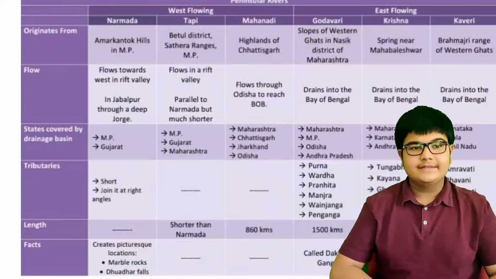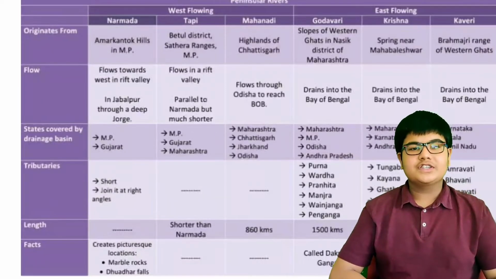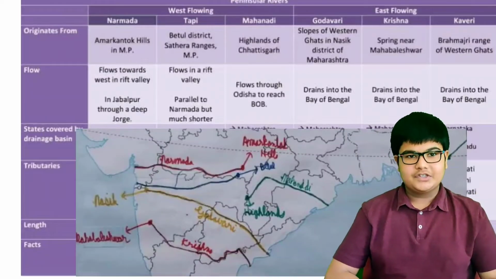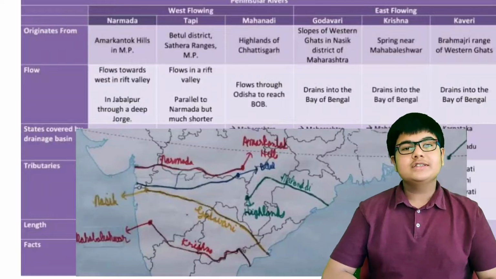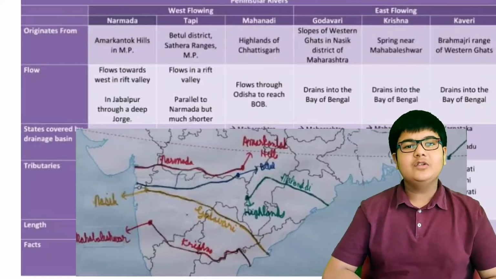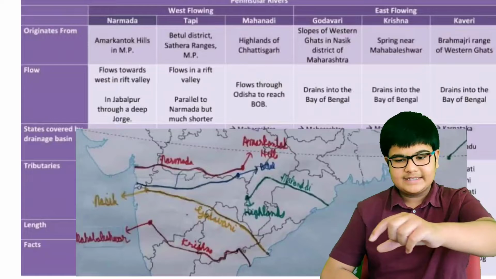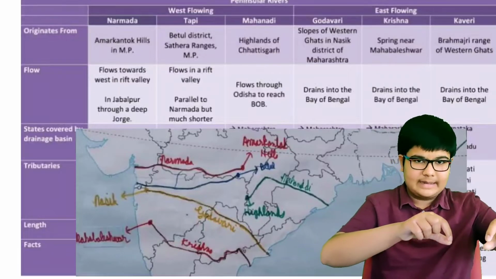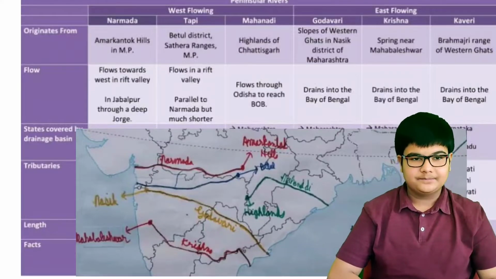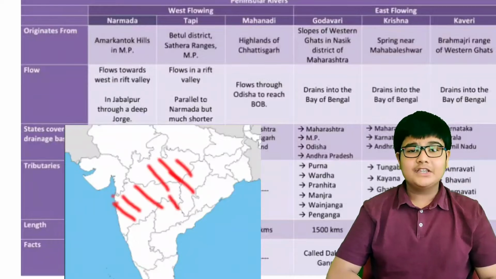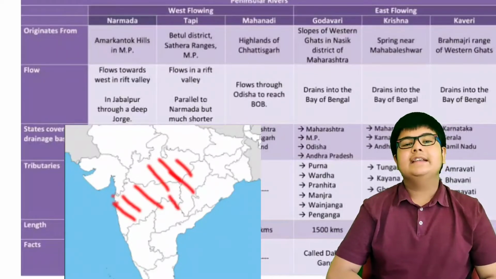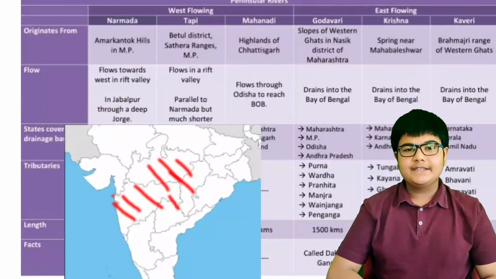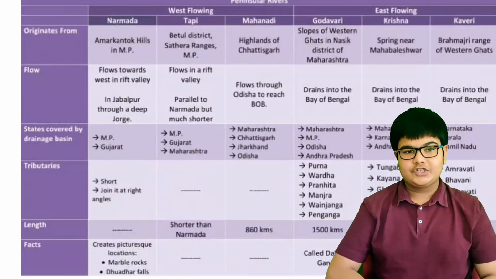Second, Tapi. It originates from Betul district in Madhya Pradesh. Then it flows in a rift valley parallel to the river Narmada. So if Narmada is flowing like this, then Tapi is flowing parallel to the river Narmada. But it is much shorter than river Narmada. It covers the states of Madhya Pradesh, Gujarat and Maharashtra.